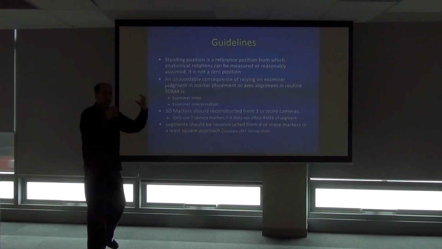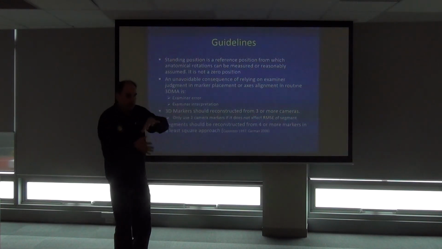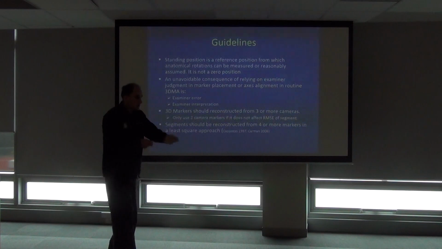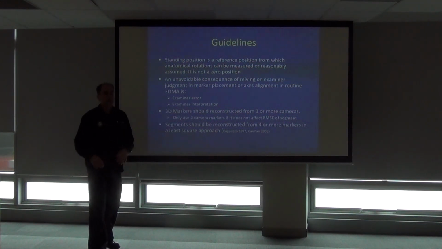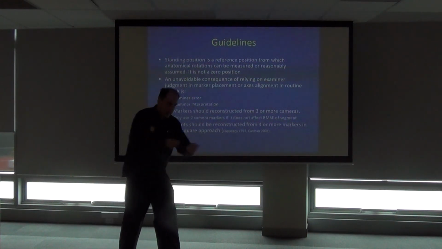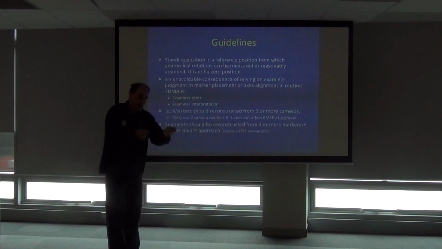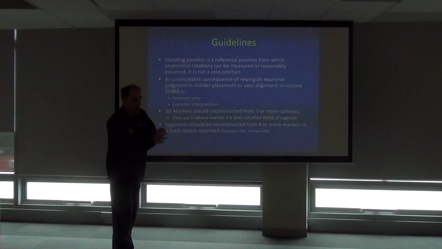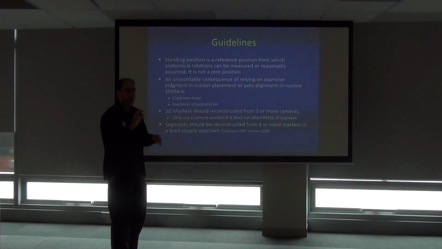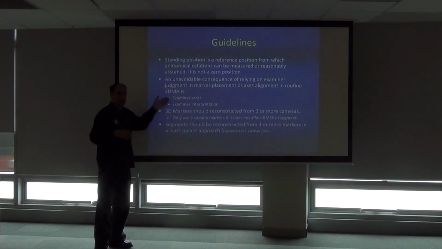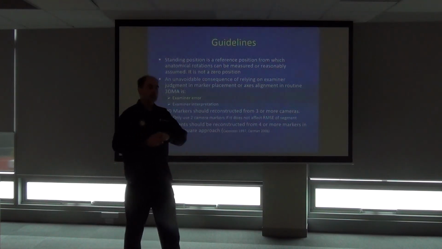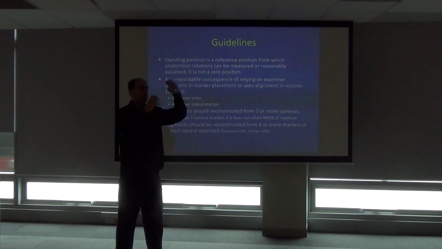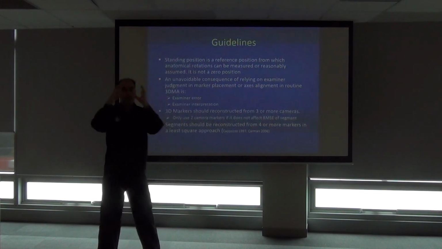And there are unavoidable consequences of relying on the examiner's judgment in placing of markers or using things like knee alignment devices or wands or whatever else. These are marker errors, two of them. There's examiner error. I just get it wrong. I might get it right, and then I'm wrong. Or placement could be right, and then one marker goes wrong. So there's that random error. There's also the examiner interpretation. So we're getting back to what I said right at the beginning. You've got to separate the model from the implementation.